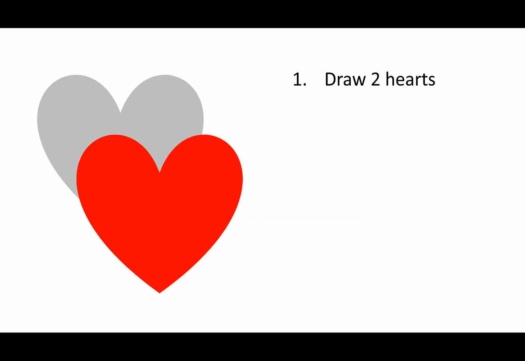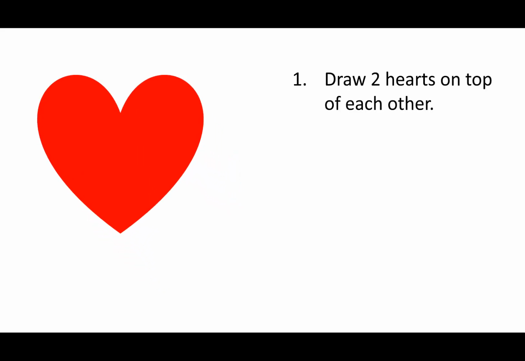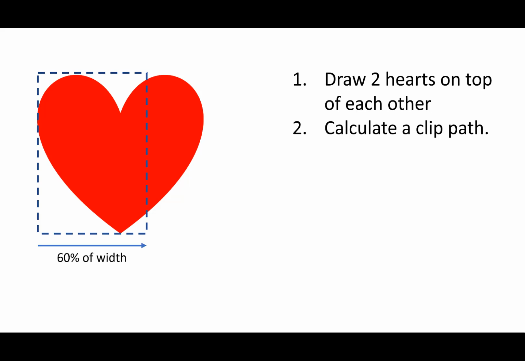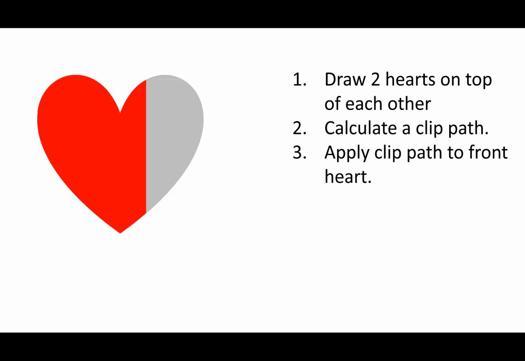I'm going to start by walking you through the stages before we write any code. The first step is to draw two hearts. We're going to draw a grey one and a red one, but they're going to be on top of each other, just like that. The next stage is to calculate what's called a clip path, shown by the dotted line we've got there. It goes from the left hand side 60% in to our heart. So that's calculating that path, and then we apply that path to the coloured heart at the front, the red heart. So there we are, our heart looks like it's 60% filled up.